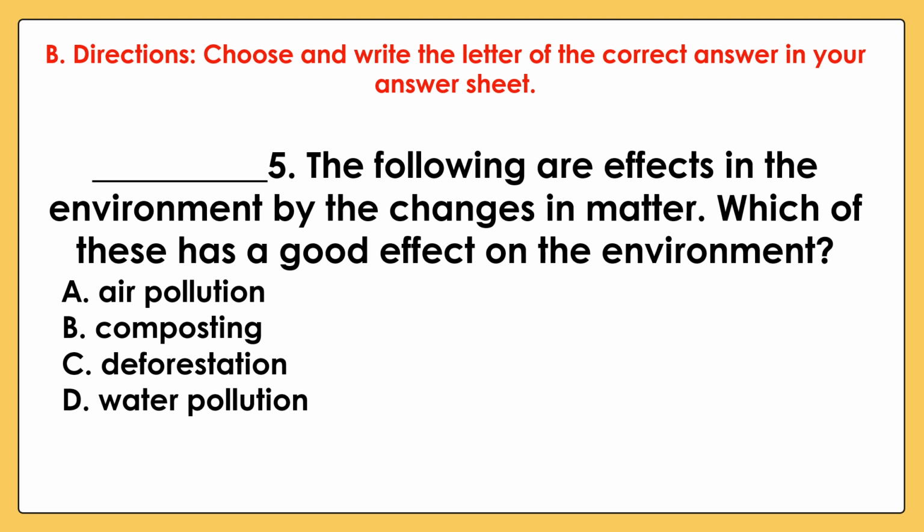Number 5. The following are effects in the environment by the changes in matter. Which of these has a good effect on the environment? A. Air pollution, B. Composting, C. Deforestation, or D. Water pollution. The correct answer is letter B. Composting.